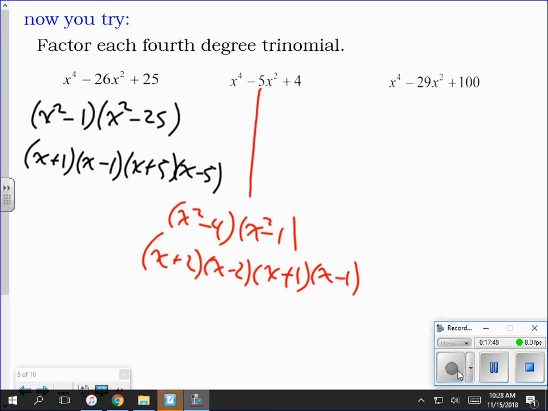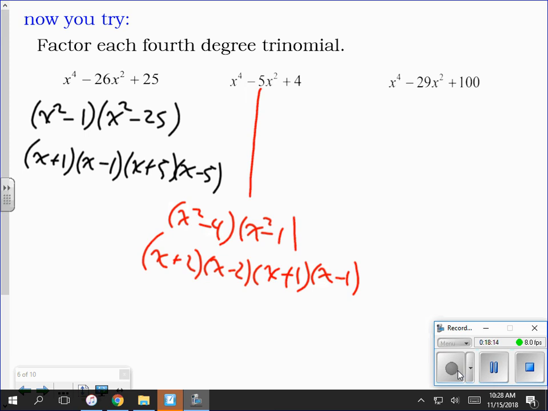And the last one, yes? The first one, the 25 one, what would happen if it was a positive? If you had a plus instead of a minus in between, you can't factor it again. Sum of two squares you cannot factor. But if you got a plus instead of a minus in between, you did it wrong.